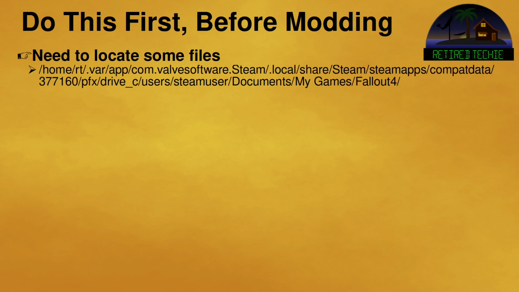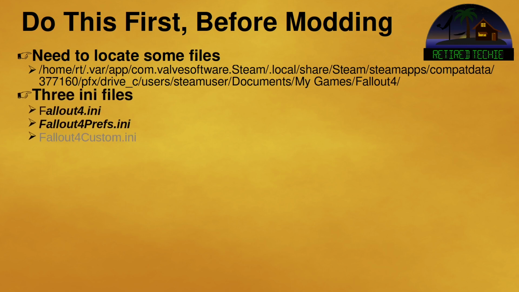In this folder, you're going to see two, maybe three INI files: Fallout4.ini and Fallout4Prefs.ini. There may or may not be a Fallout4Custom.ini. Some tutorials I've seen recommend creating this particular file and putting these changes in there. I went ahead and installed them in the Fallout4.ini and the Fallout4Prefs.ini.